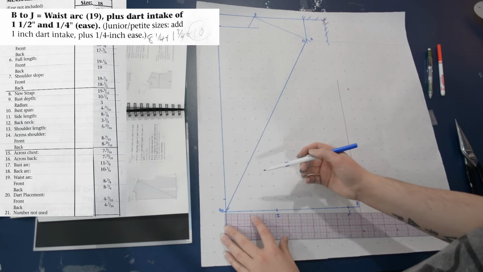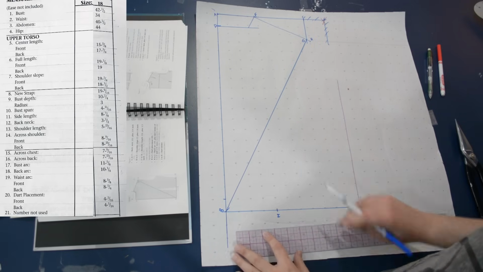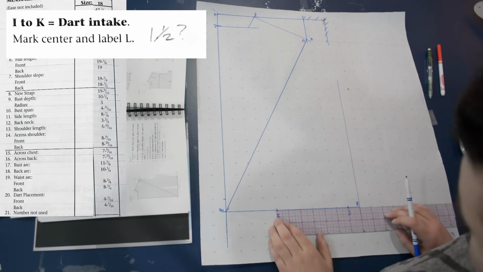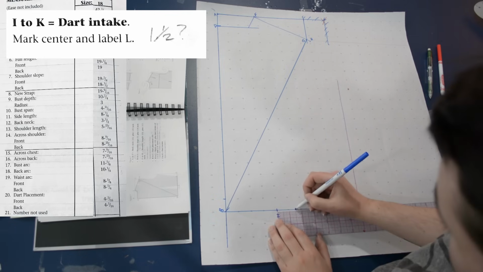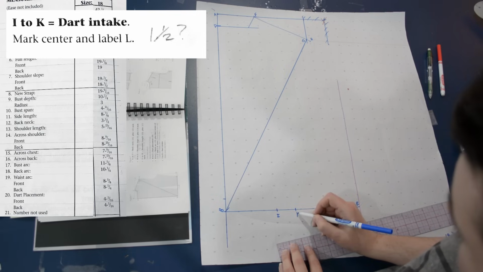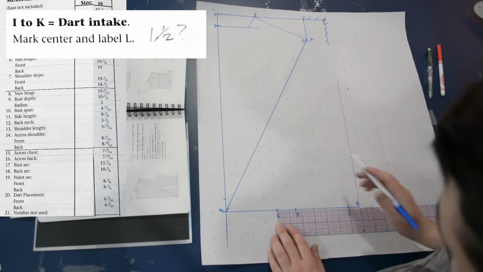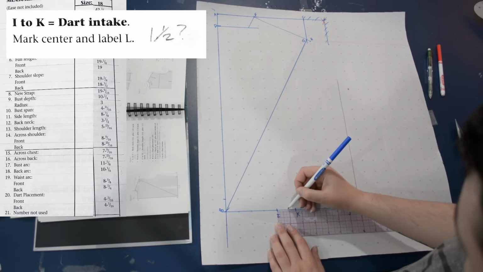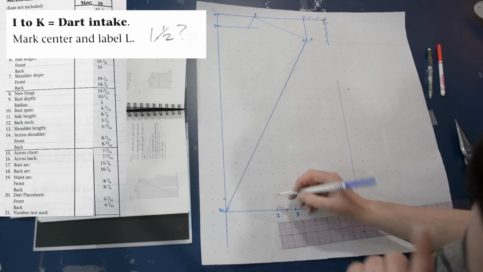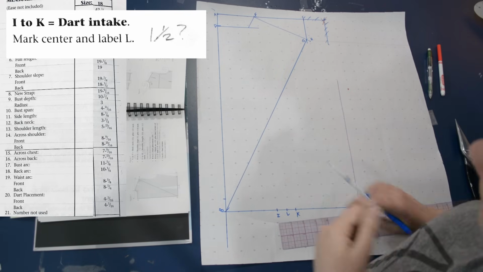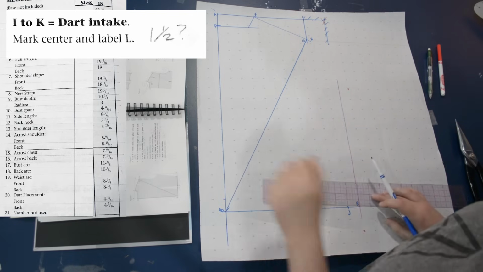I to K is the dart intake, which they've just told us is 1 1/2 inches. So 1 1/2 inches is how we get K. Oh, and then L is in the middle of these two things. L is the middle here. Alrighty. Mark center and label L. Yes, exactly. Mark center and label L.